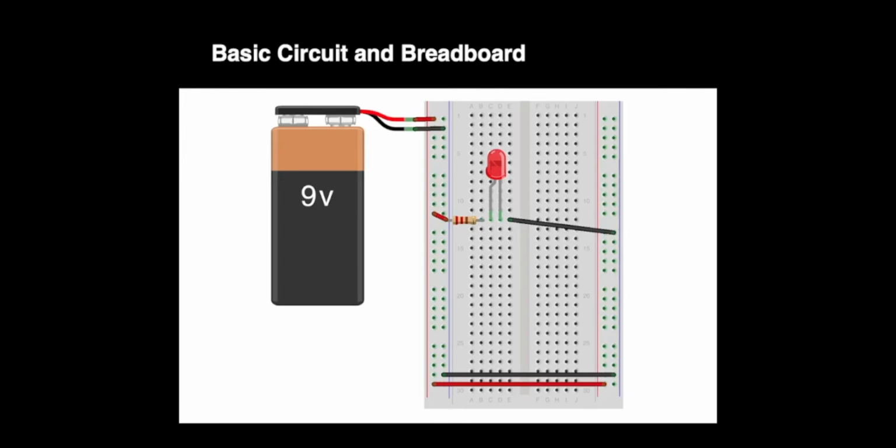What about this one? This one wouldn't because they're on the same line. Right. Yeah, that is true. Because they're on the same row and there's no break in between the positive and negative side, it wouldn't turn on.